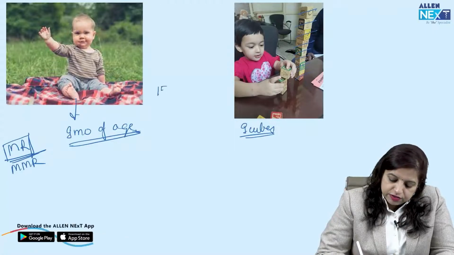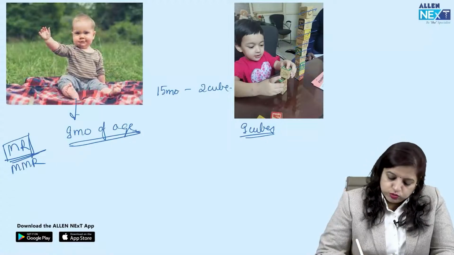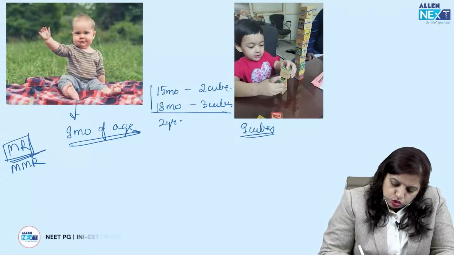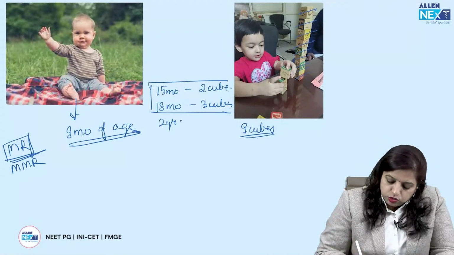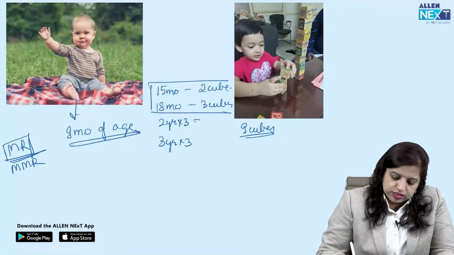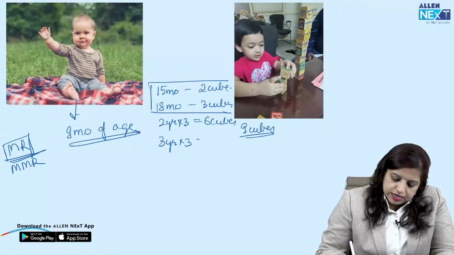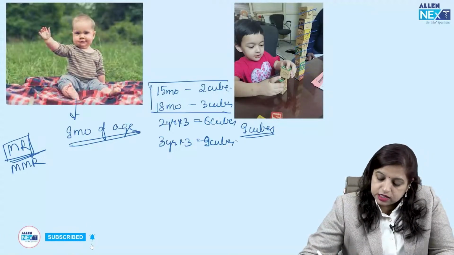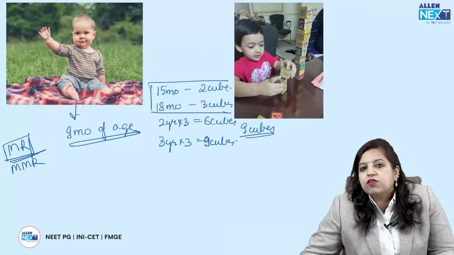So remember, at 15 months, the child can construct a tower of 2 cubes. At 18 months, 3 cubes. And then very easy to remember, only these 2 you have to remember. 2 years and 3 years, you just multiply by 3 and you get your answer. So 6 cubes over here and 9 cubes over here. And we can see this child has constructed a tower of 9 cubes.